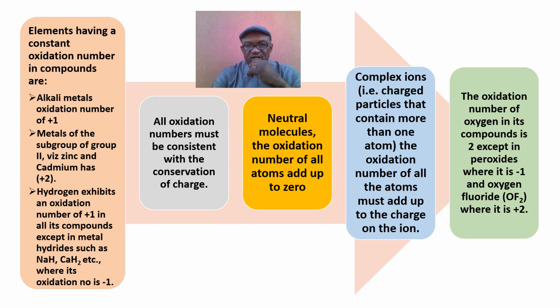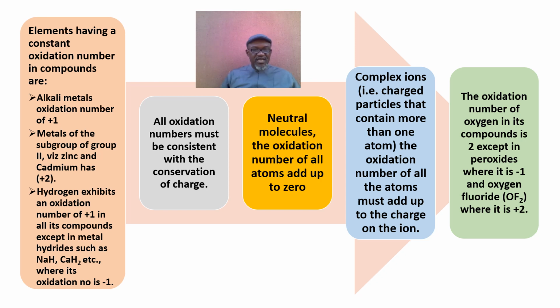Now there are specific or special rules. So we have elements having constant oxidation numbers in compounds. There are some elements that have constant oxidation numbers in compounds. For example, alkali metals, their oxidation number must be plus 1. For example, potassium is plus 1, sodium is plus 1. Now, metals of the subgroup of group 2, examples like zinc, like cadmium, their oxidation numbers must be +2.